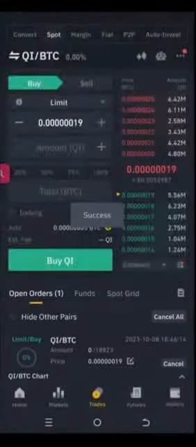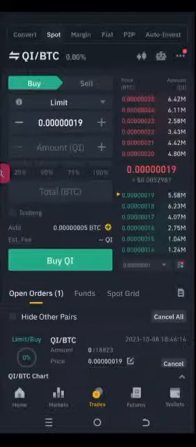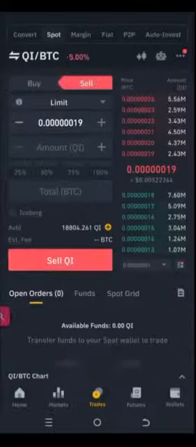Let's buy. Okay, so we're currently in the queue. Let's see how this goes. I'll be back to share with you the results. See you shortly. All right, I'm back, and we've already bought the QI.